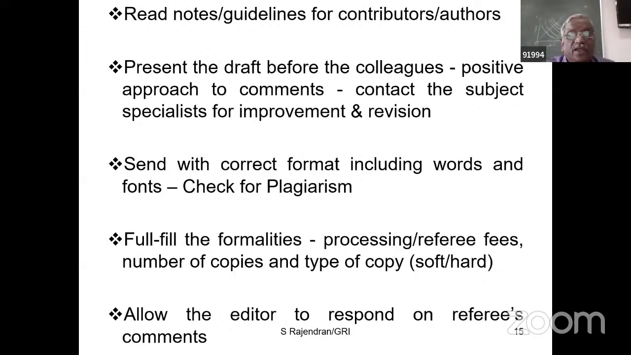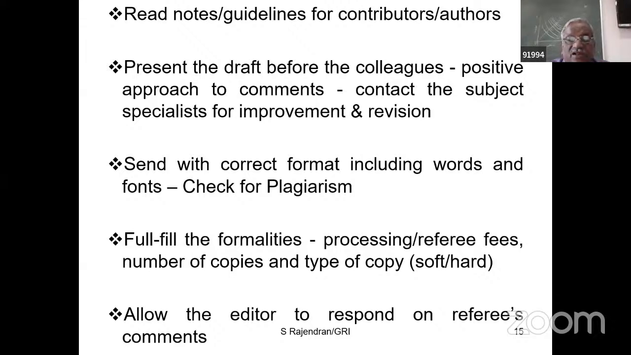And then fulfill the formalities. Sometimes some journals collect registration, processing or referee fees, in the name of many others. And then number of copies. I'm talking about the old-fashioned system. Nowadays, you don't need that because you upload online. And then the type of copy, soft copy or hard copy, etc. Now, of course, everything is online only.